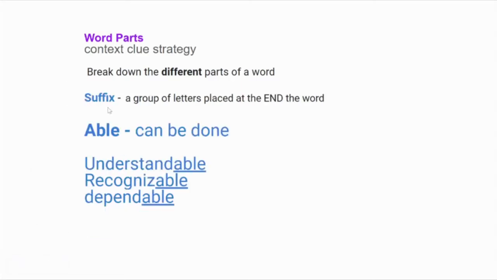So I know it's something that I do before. How about suffix? It's a group of letters that are placed at the end of the word. Prefix was before the word. Well, this one is at the end. Let me give you an example, like able at the end of the word. It means to be, can be done. So for example, I would have understand and I added the suffix able. So it becomes understandable. It can be understood. Recognize, and then I add the suffix able. So it becomes recognizable, dependable.